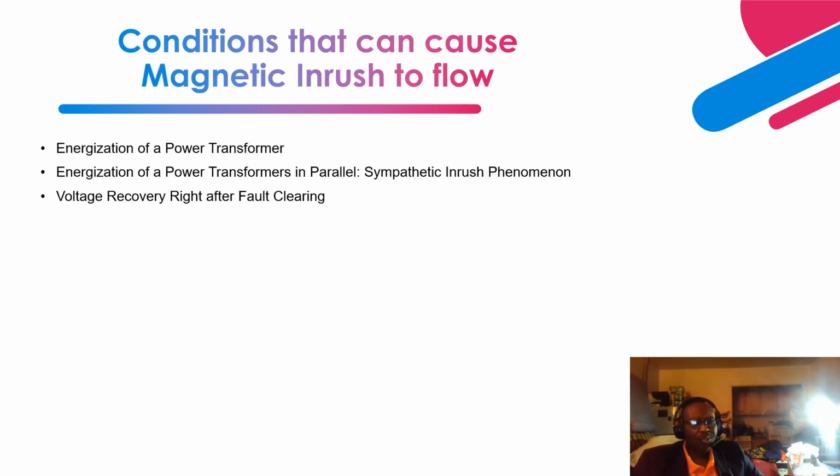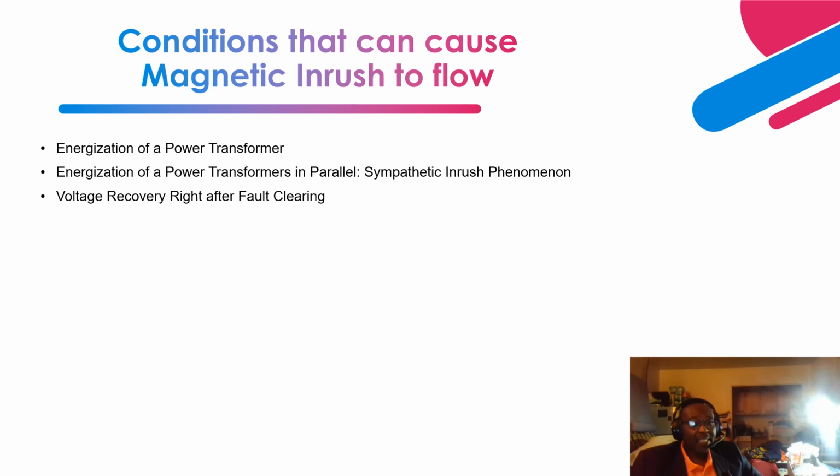Now let's move on to the conditions that can cause magnetic inrush currents to flow through a power transformer. The first one we want to talk about is the energization of a power transformer. That is, if you have de-energized a power transformer, taking it out of service, and then you are bringing the power transformer back to service, you energize it with the low voltage side open circuit.